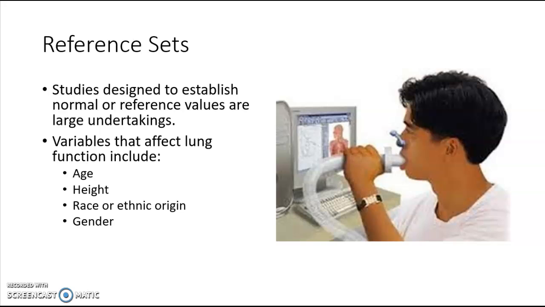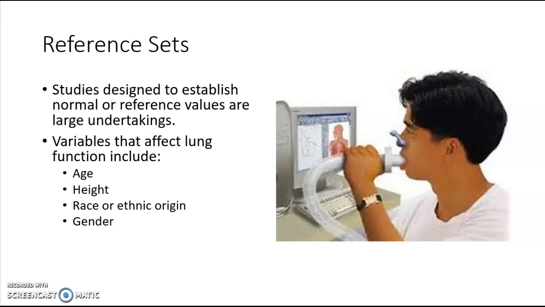This short video is going to review predicted values, also referred to as reference sets. Reference or predicted values are based on data from healthy subjects. Interpretation of a patient's pulmonary function data requires comparison with different reference data. Studies designed to establish normal or reference values are large undertakings.